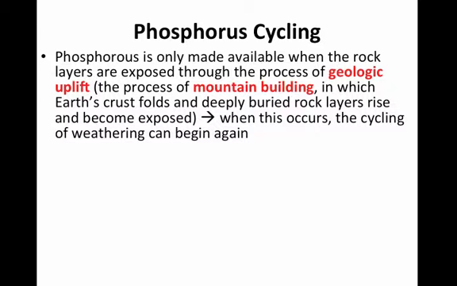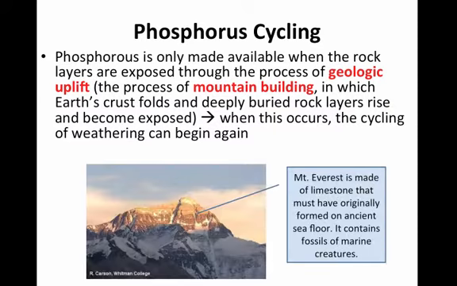And therefore that deeply buried sediment or rock layers begin to rise and become exposed. And with that, it exposes the phosphorus, and therefore the cycle of weathering can begin all over again. So an example of this is Mount Everest.